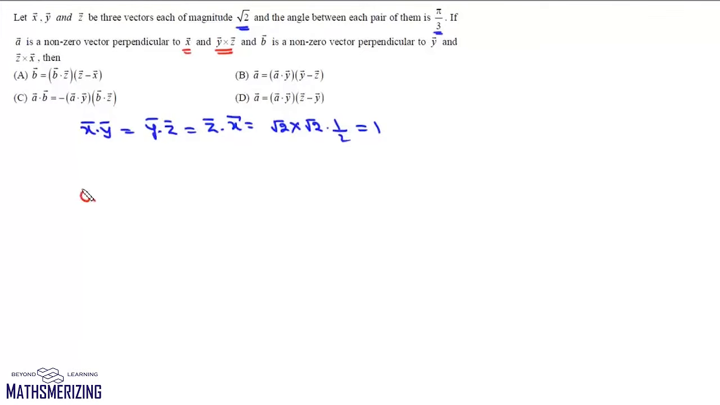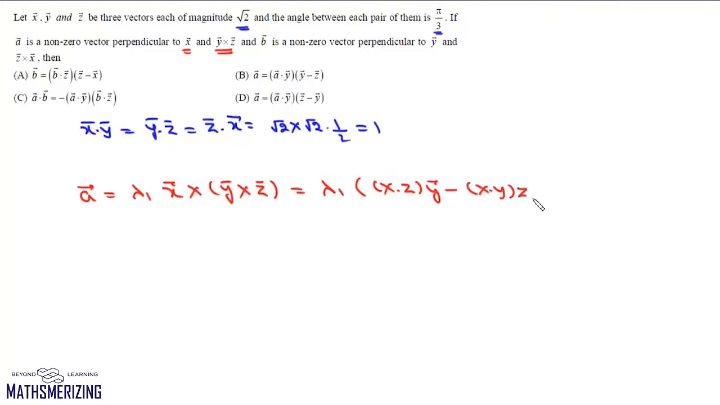Now it says A is a non-zero vector perpendicular to x and y cross z. Now we know that any vector which is perpendicular to two given vectors will be in the direction of their cross product. So this A will be in the direction lambda 1 x cross y cross z, which we can write as lambda 1 x dot z into y minus x dot y into z. Now both of them are 1, so we can write this A as lambda 1 vector y minus vector z. And the same way, B is a non-zero vector perpendicular to y and z cross x.